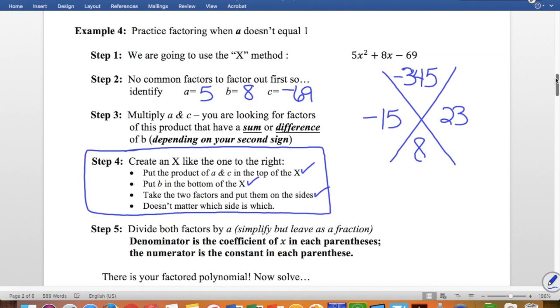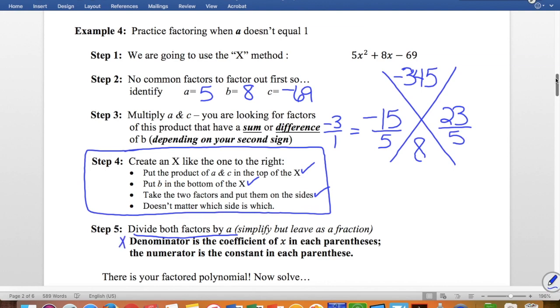My next step right here, divide both factors by a. So I'm going to put negative 15 over 5, and I'm going to simplify that to negative 3 over 1. And I'm going to put 23 over 5, which is a. And that doesn't simplify, but I'm going to leave it. Do not divide it out. You just have to simplify it. So here is what's in my parentheses right here.